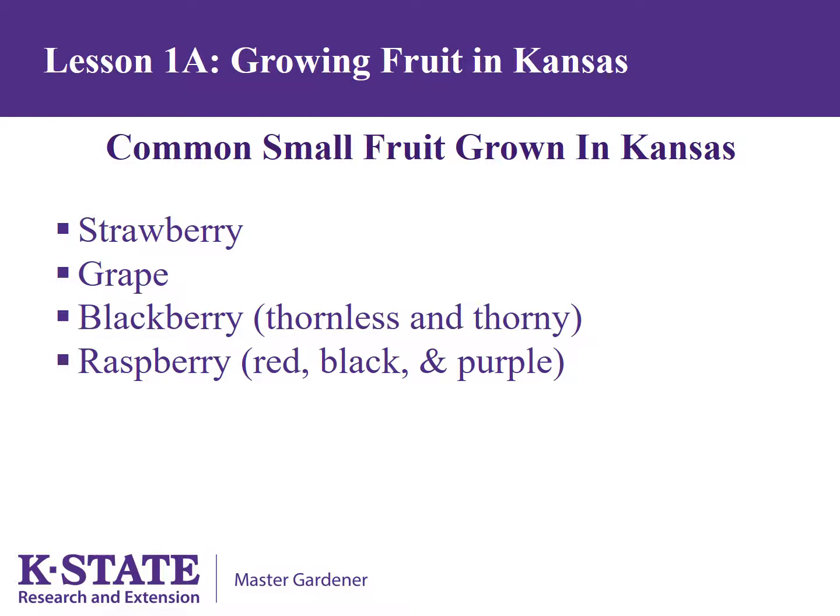The most common small fruit we can grow includes strawberry, grape, blackberry, and raspberry. Raspberries are composed of red, black, and purple types, with the purple raspberry being a cross between the red and the black. We have had thornless varieties of blackberries for many years, and are now beginning to see some thornless raspberries as well.